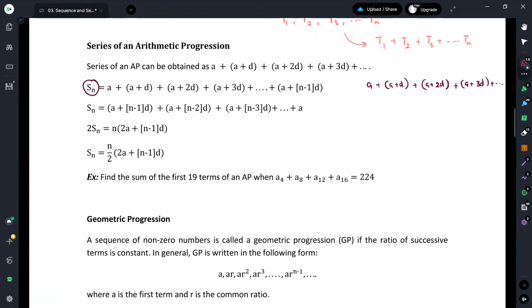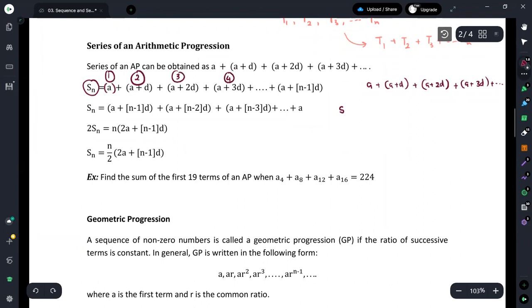Then we can say that Sn is equal to a, plus a plus d, which is the second term. If you are considering this is the first term, this will be the second term, then third term, fourth term. Likewise, you may have the nth term here. Therefore, this gives us the summation of the first n number of terms. Now we are going to obtain an equation for the summation of the first n number of terms of an arithmetic progression.